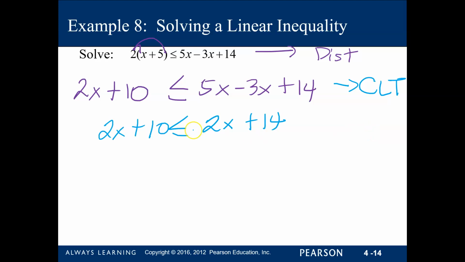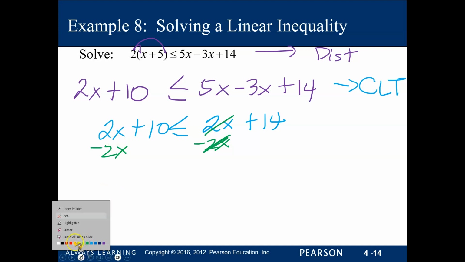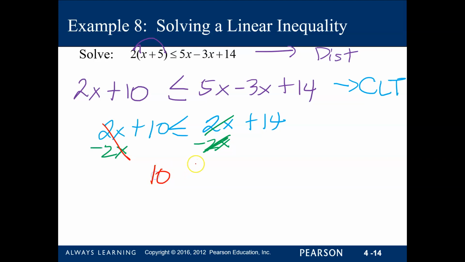Now we want our x's to be on the left side. So we will be subtracting, let's use a different color, this 2x here, so minus 2x, so that's gone now. Minus 2x over here. Now, if you will notice, our variable on the left side will also get eliminated. 2x minus 2x is 0. And we are left with 10 is less than or equal to 14.